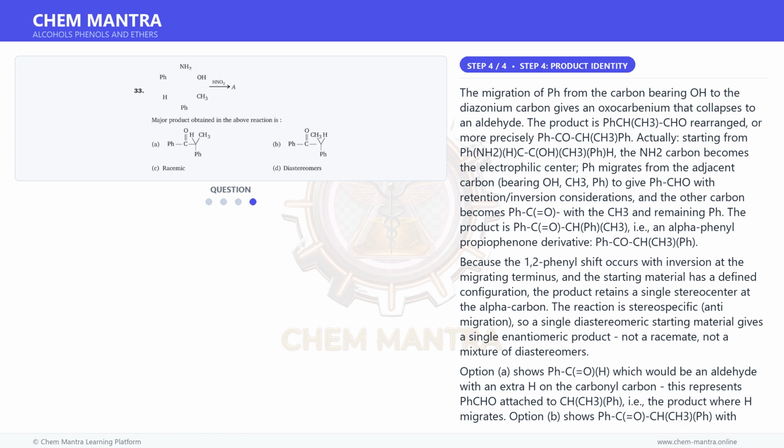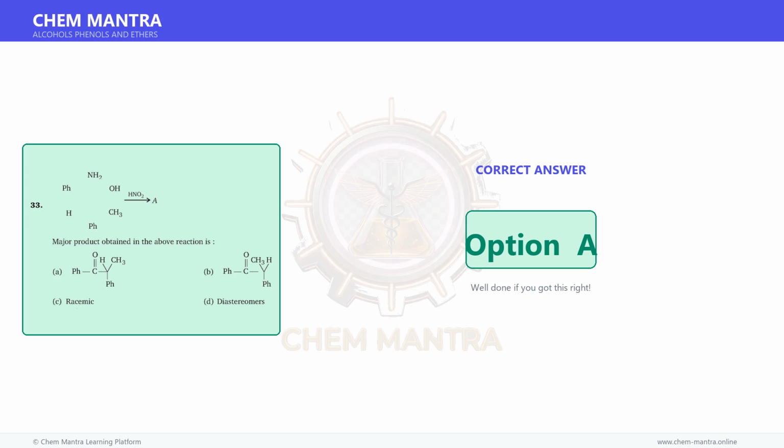C, racemic would imply loss of stereochemical information, but the anti-migration is stereospecific. D, diastereomers would imply two stereocenters in the product or a mixture, but the product has only one stereocenter and the reaction is stereospecific giving one isomer. Therefore, the correct answer is option A.